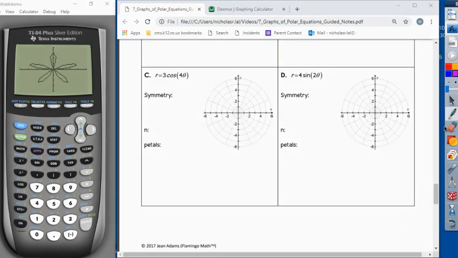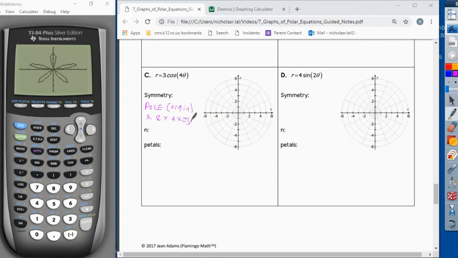For C, R is equal to 3 times the cosine of 4 theta. You have a symmetry across the pole, which is going to be the origin, in addition to the x and y axes.